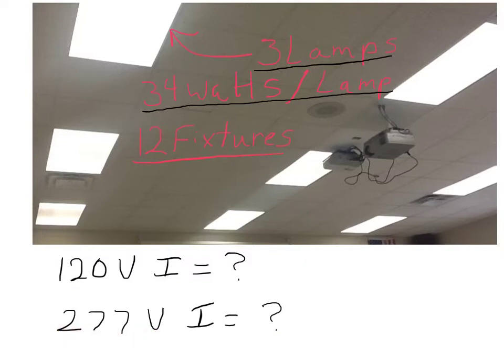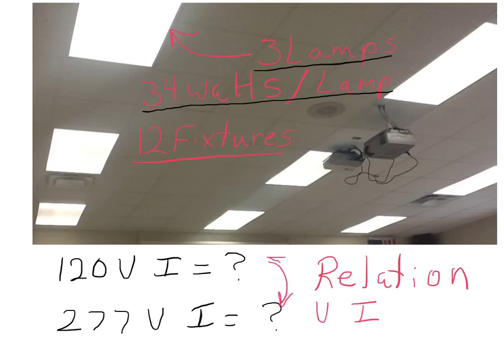Now 277 is a pretty common voltage source that you'd see in a commercial application such as a school or an office building. So not something you're going to see right out of the starting gate as an electrician, but it could come down the road. And again, it ties into what we're looking at, and that's the relationship between voltage and current. So solve those two and compare those two numbers to each other, and let me know what you think.